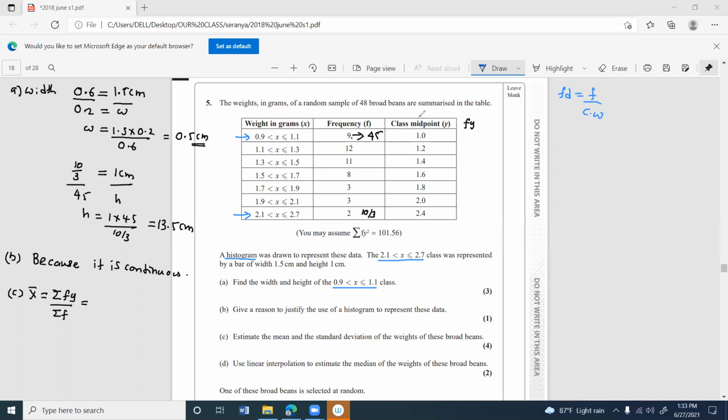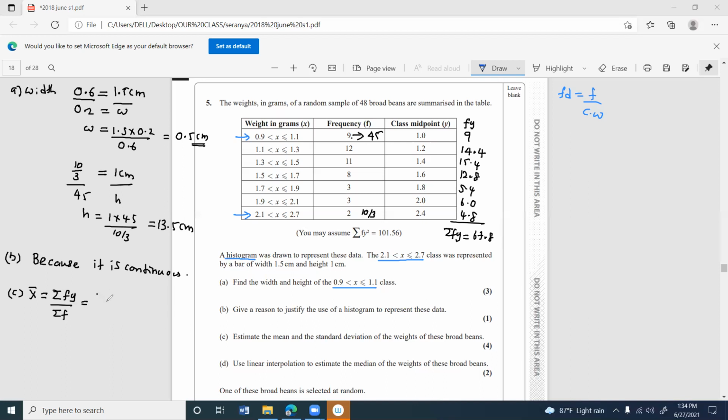f into y. 9 into 1 is 9. 12 into 1.2 is 14.4. 11 into 1.4, because it's not given, we have to work it out, is 15.4. 8 into 1.6 is 12.8. 3 into 1.8 is 5.4. Then 6.0 and 4.8. Therefore, the summation of the fy column is 9 plus 14.4 plus 15.4 plus 12.8 plus 5.4 plus 6 plus 4.8, which turns out to be 67.8.